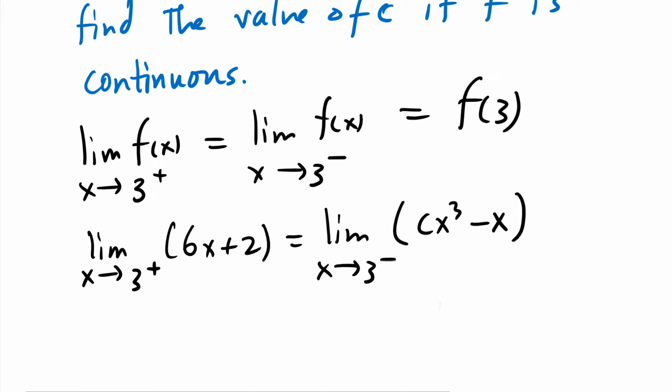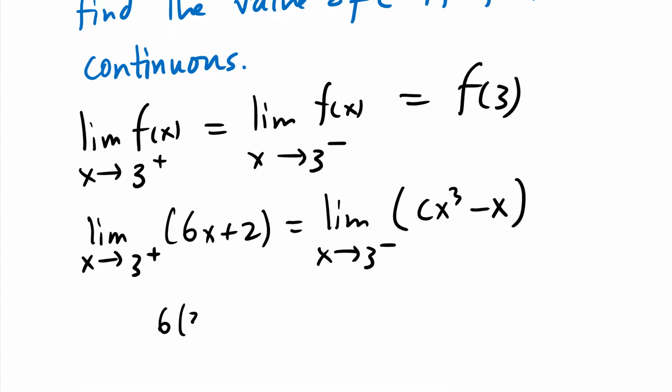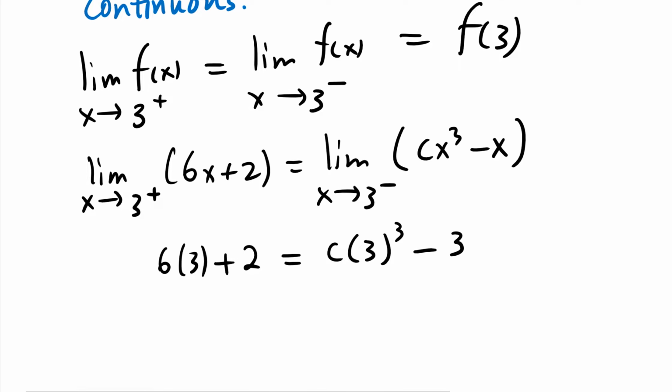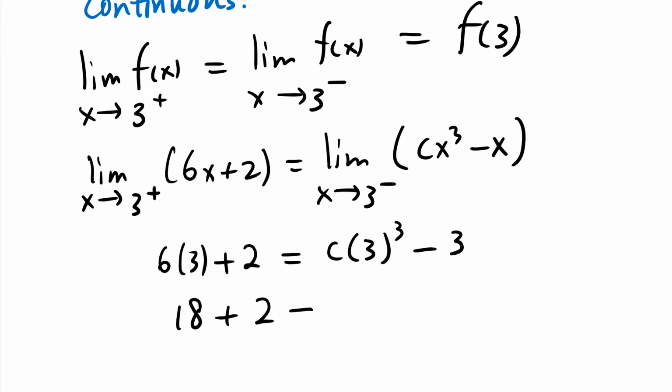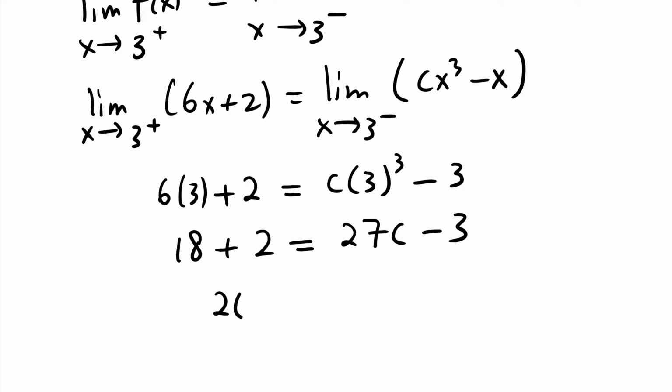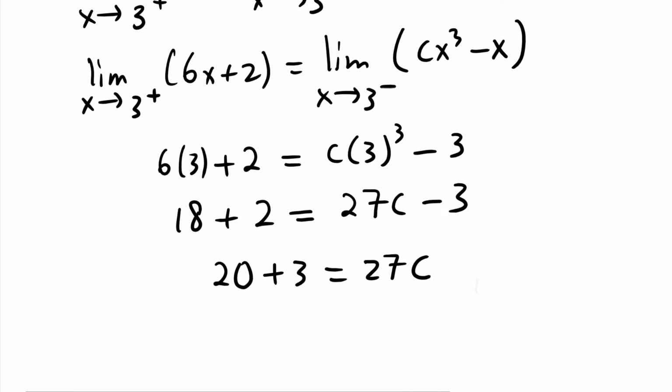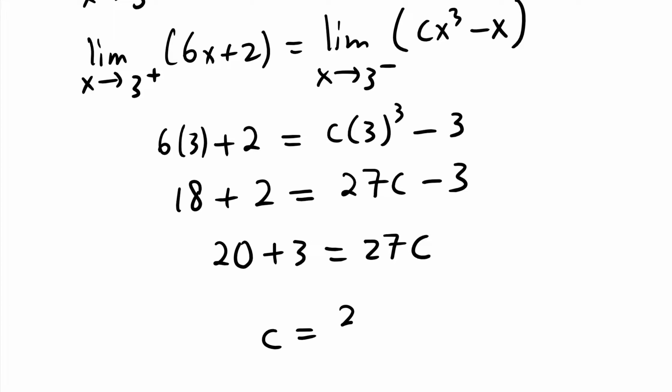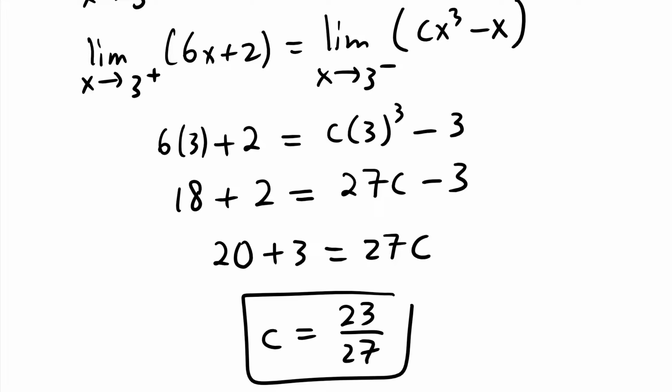So now we substitute the 3 in. 6 times 3 plus 2 equals c times 3 to the third minus 3. 18 plus 2 equals 27c minus 3. So 20, add 3 to both sides. So c equals 23 over 27. Is that okay?